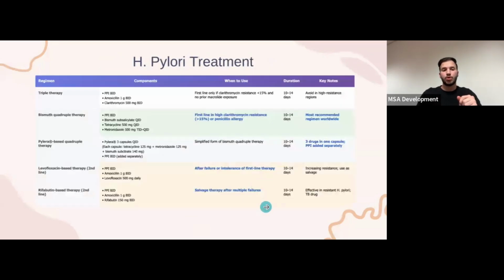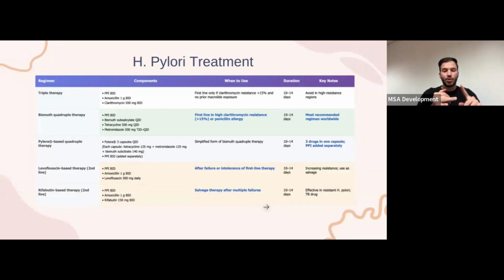Now, how do we treat H. pylori? Mainly, we treat it by triple therapy or quadruple therapy. The quadruple therapy right now is the first line. Triple therapy we use PPI, amoxicillin, and clarithromycin. With the quadruple therapy we use PPI, bismuth, and tetracycline and metronidazole. Pylera is a quadruple. However, it's three drugs in one capsule, and PPI is being taken separately.